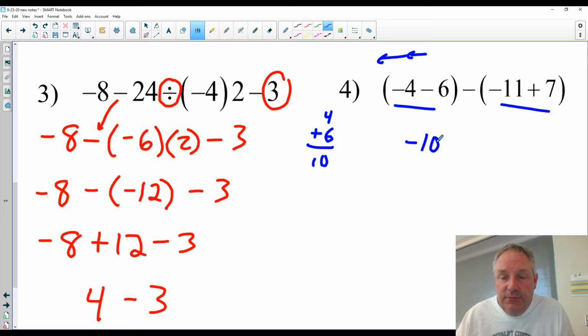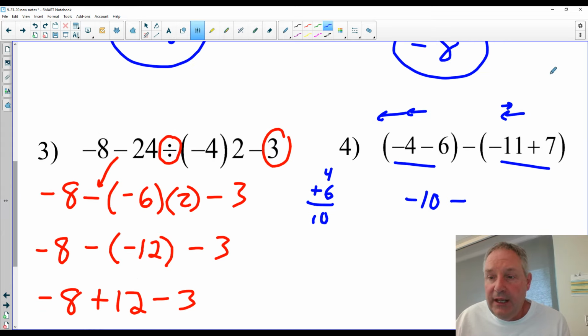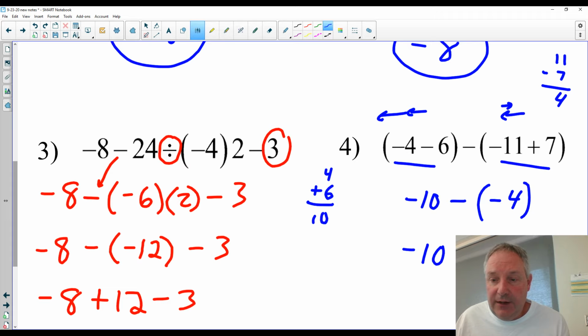I don't need the grouping anymore because I've evaluated that. So here I have negative 11 plus 7, but the plus 7 isn't as big. It doesn't get me back past 0. So what I'm really doing here is 11 minus 7. When they have different signs, I'm really subtracting. But my answer is negative because the 11 is bigger than the 7, so I take that sign. 11 minus 7 is 4. Negative 11 plus 7 would be negative 4. Just like we did, so I have negative 10 plus 4, since minus a negative is plus. My final answer here should be negative 6.